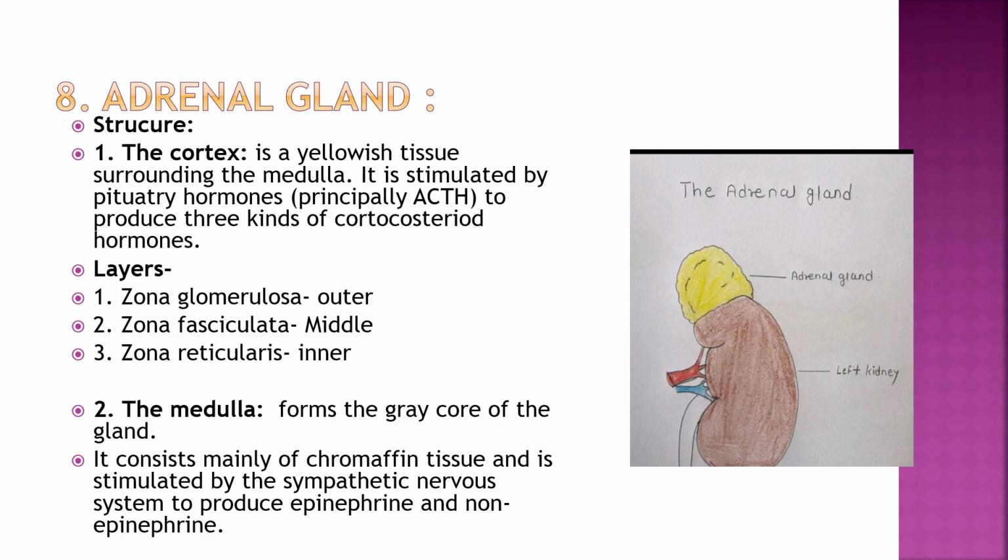And then they secrete the adrenal gland hormones, also called corticosteroid hormones. The medulla is a grey core of the gland. It consists mainly of chromaffin tissue and is stimulated by the sympathetic nervous system to produce hormones like epinephrine and norepinephrine, that is adrenaline and noradrenaline.